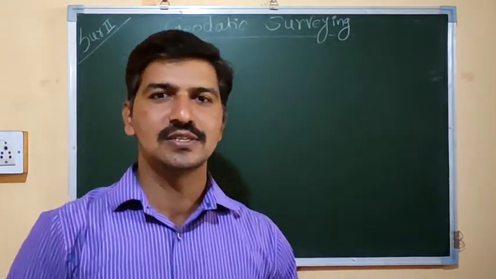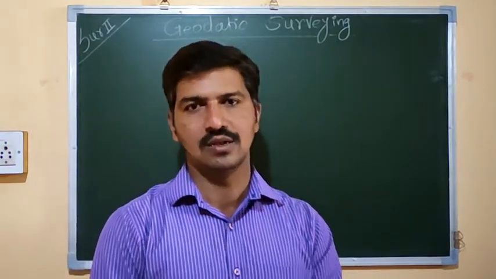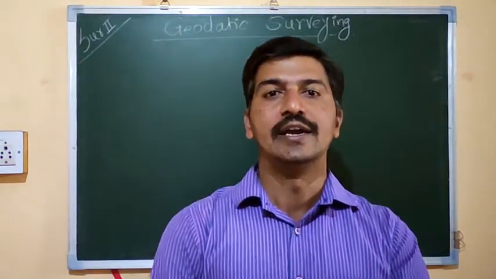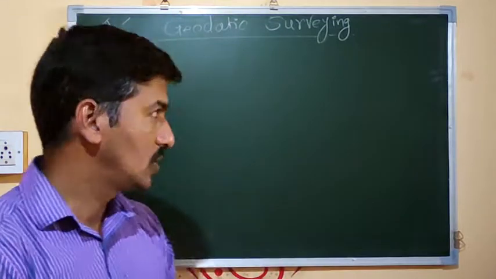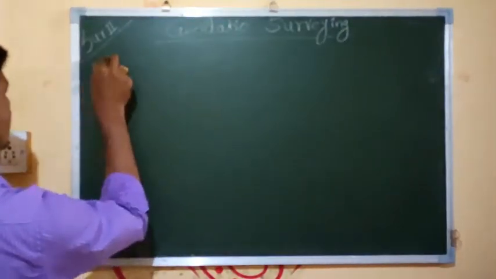In the previous lecture, we covered the topic of signal: how we are going to use the signal for identifying the points, identifying the stations for the triangulation system. Today, we will go for one more topic, which is called the reduction to the center.